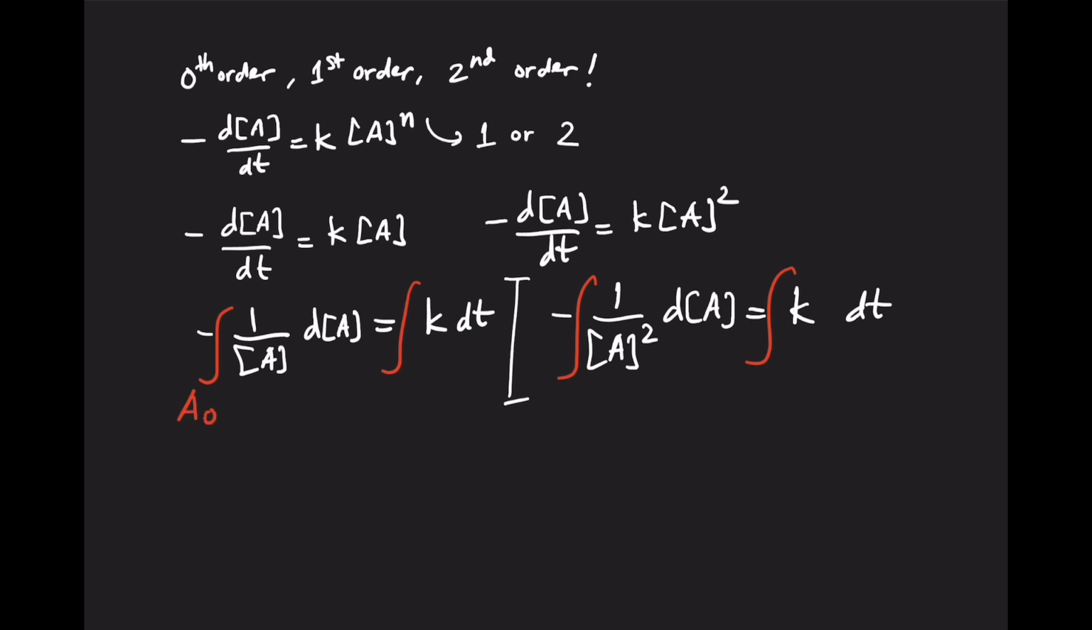Integrate from A0 again to At, and from 0 to t, A0 to At as well. This one, 0 to t. So then you will find a simple linear equation for the first order and also for the second order, just like what we found for the 0th order that we have discussed before.